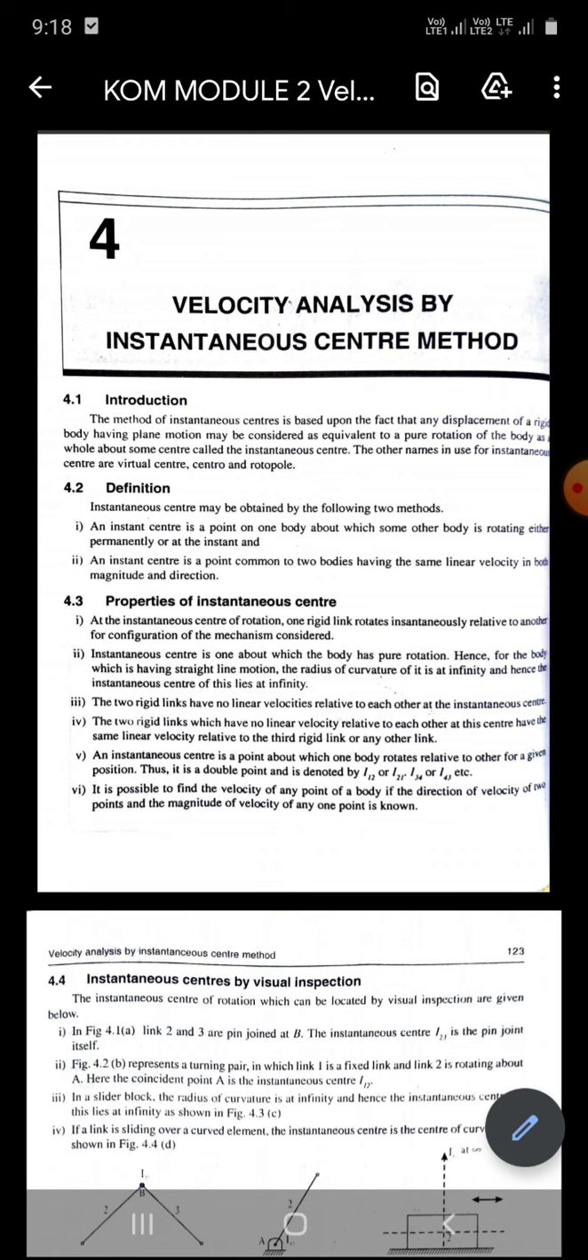The method of instantaneous center is based upon the fact that any displacement of a rigid body having plane motion may be considered as equivalent to a free rotation of the body as a whole about some center called the instantaneous center. Other names used for instantaneous center are virtual center, centro or autopole.